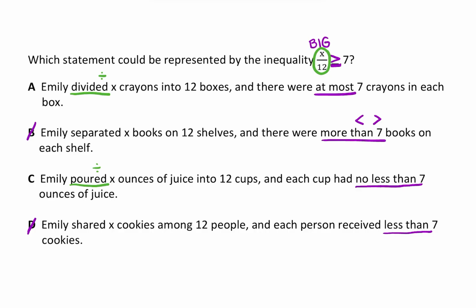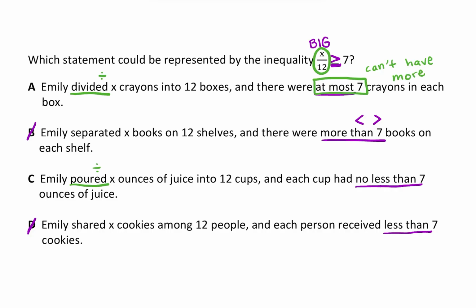So now the most important part is right here. Emily divided X crayons into 12 boxes. There were at most 7 crayons in each box. At most. So that means we cannot put more than 7. So we can't have more than 7. We cannot.